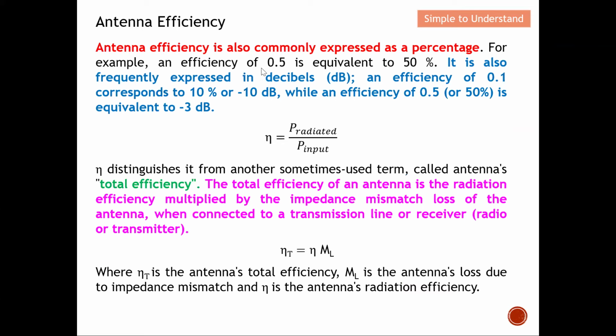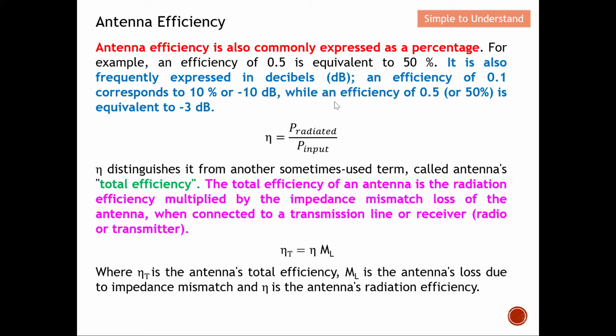Okay, so basically what you need to do is 0.5 multiplied by 100, you actually get 50%, which tells me that this antenna has an efficiency of 50%. It is also frequently expressed in decibel. An efficiency of 0.1 corresponds to 10% antenna efficiency, or if you express it in decibel, it will be minus 10 dB.